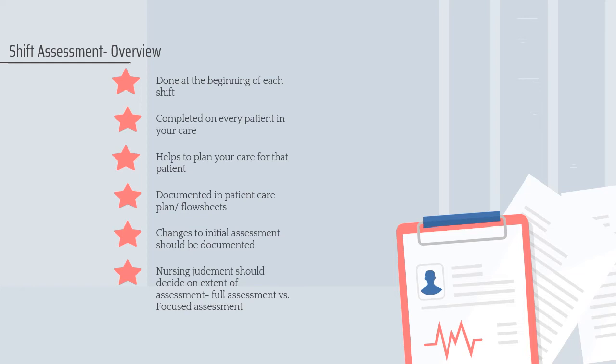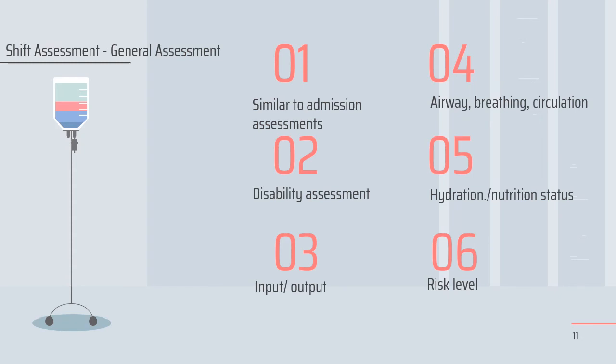Nursing judgment should decide on the extent of the assessment. The shift assessment can be either a full body assessment or a focused assessment. When starting your shift assessment, you should do a general assessment. This is similar to the general assessment you would have done in the admission assessment. You should include airway, breathing, and circulation.